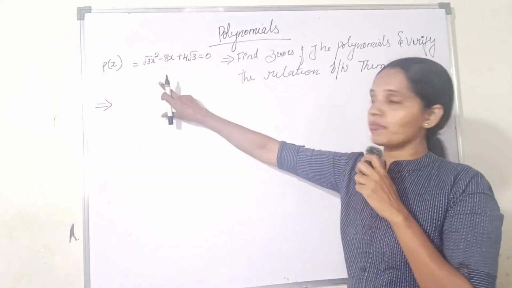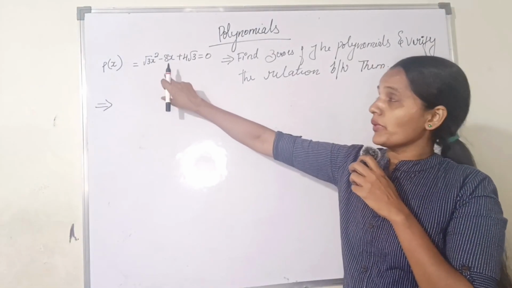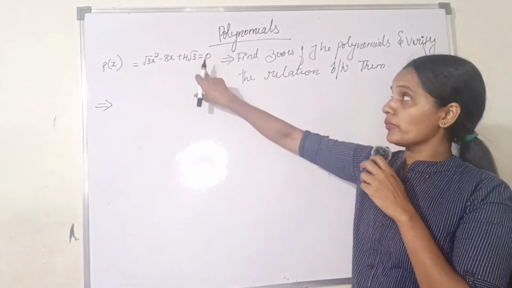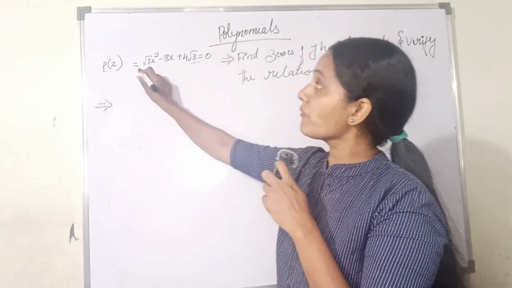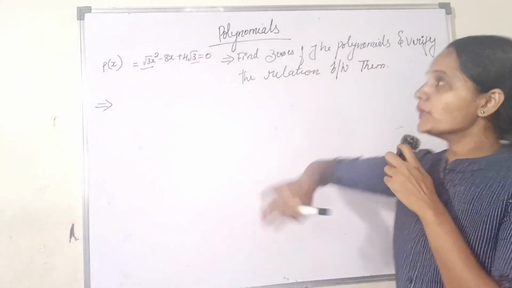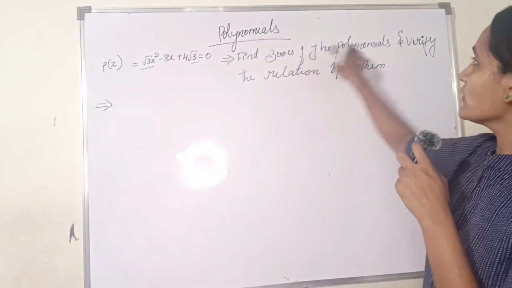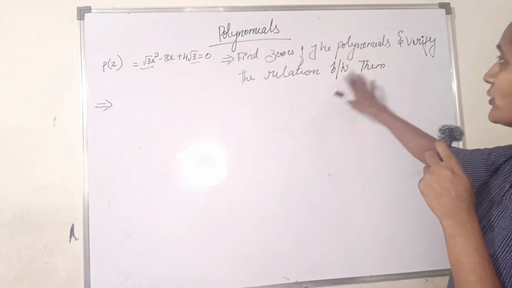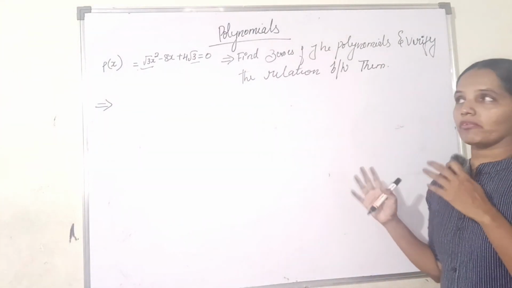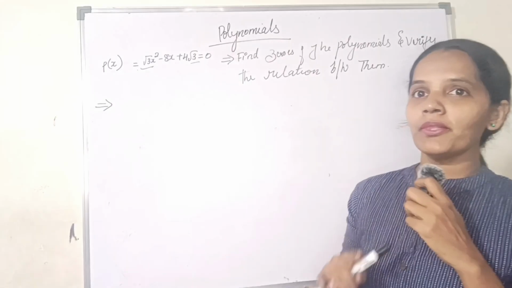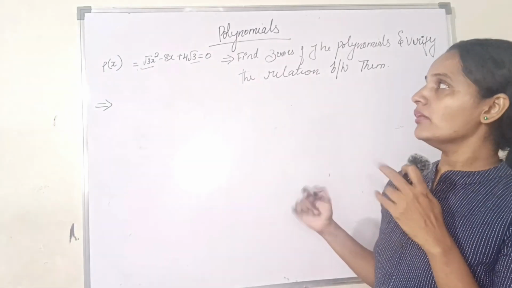Now the next question they have given is root 3x square minus 8x plus 4 root 3 is equal to 0. Here in the first term and in the last term they have given root values. But the question is the same: find zeros of the polynomial and verify the relation between them. Okay, we will solve it with the same procedure, the same steps that we followed for the previous problem.